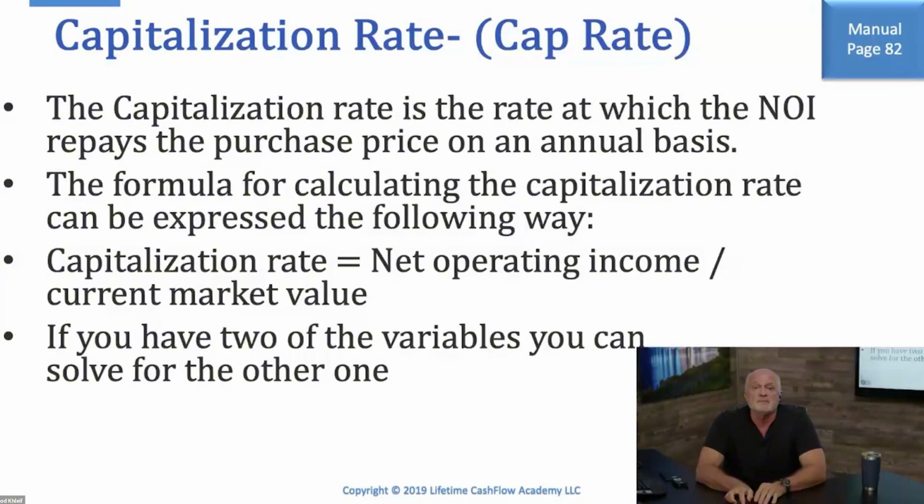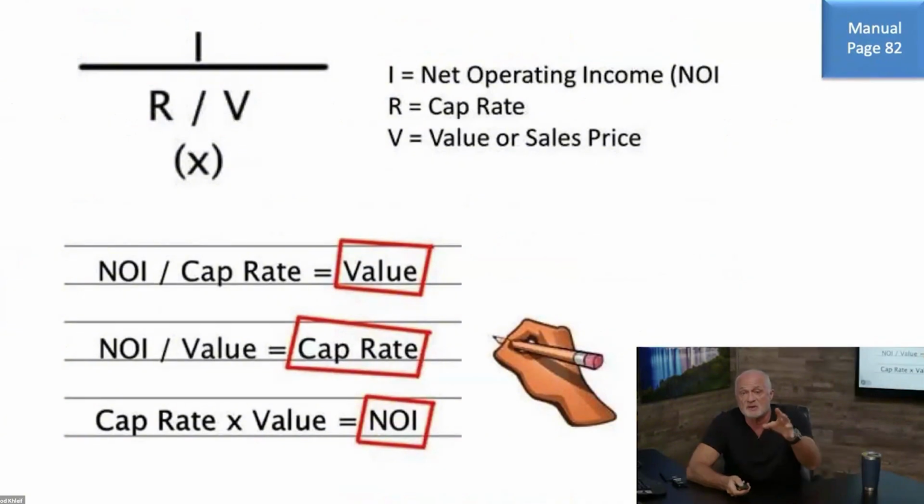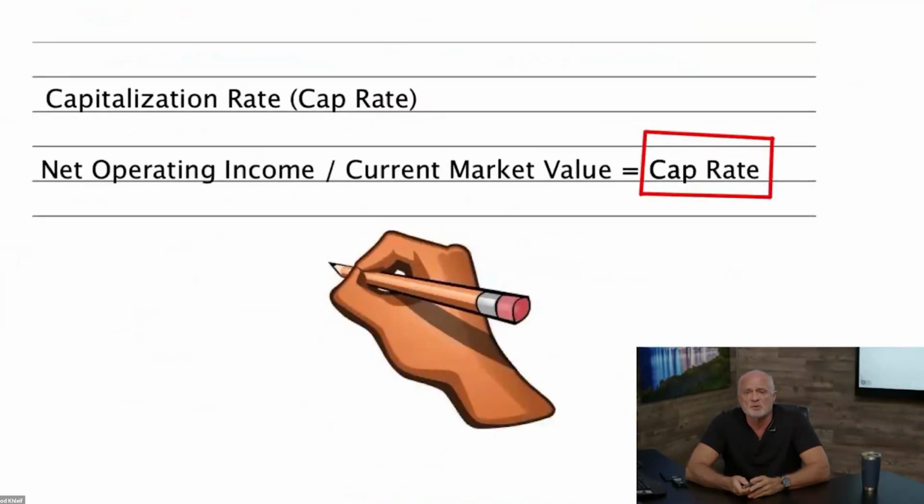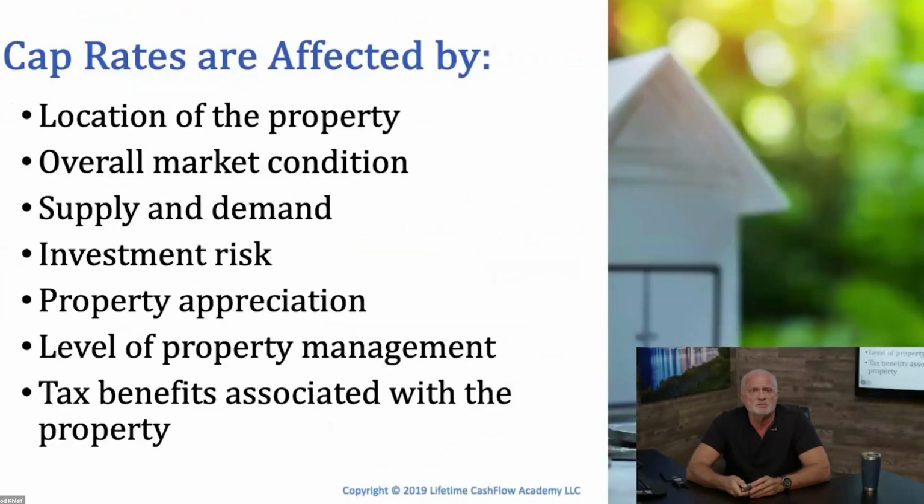Okay, so the cap rate is the rate at which the NOI repays the purchase price on an annual basis, on a cash basis. And the formula for calculating the cap rate can be expressed as the cap rate equals the NOI divided by the current market value, like I just showed you, IRV. And again, if you've got any two variables, like I just showed you in the last slide, you can calculate for the third, okay? Now this is in your book, so I'm going a little faster than I probably need to, but you can go back to this if I'm going a little too fast.